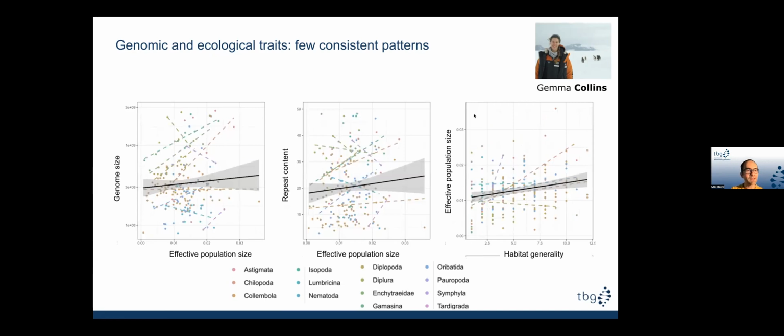All right, and this is kind of repeating with genome size and effective population size and habitat generality. What I was explaining with all of this is that obviously we can have theoretical expectations based on the relationship of genome properties and ecological traits, but these relationships seem to be taxon specific. It looks like these relationships are not consistent across the taxonomic groups, and this is probably because of these groups having very distinct adaptations.